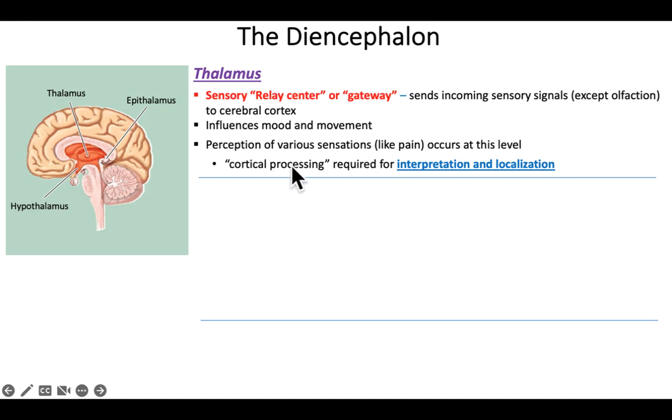Just perceiving that, man, I'm in pain, is actually your thalamus. So I always thought that was kind of interesting. So you have to perceive it, but then you have to interpret and localize it, figure out where it is. So just the perception of pain is your thalamus, but then it needs to relay that signal for interpretation and localization. So the key thing here, in red, is that it's a relay center or a gateway for a lot of our incoming senses.